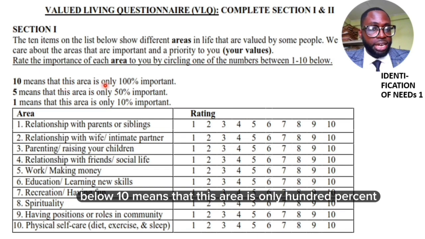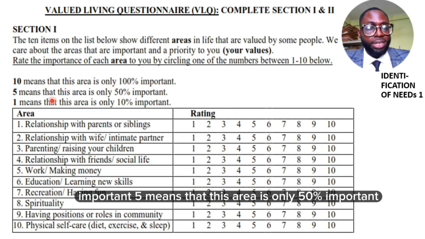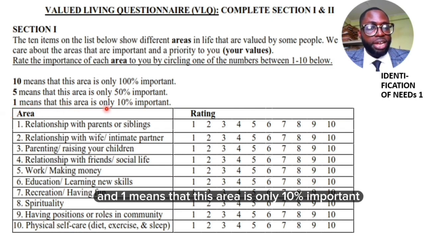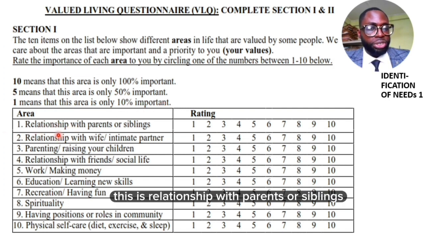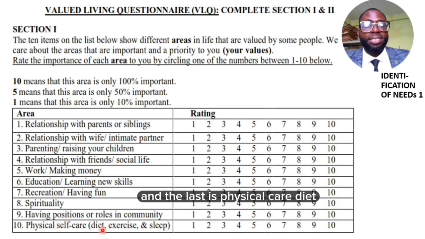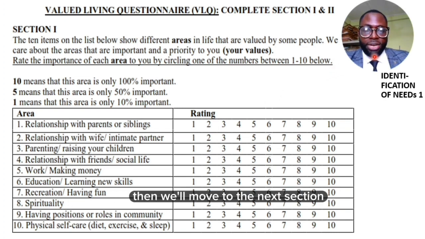10 means that this area is 100% important. 5 means that this area is 50% important. And 1 means that this area is 10% important. So you rate each of the areas. This is relationship with parents or siblings, and the last is physical care, diet, exercise, and sleep. So I give you 1 minute to do your rating, then we'll move to the next section.